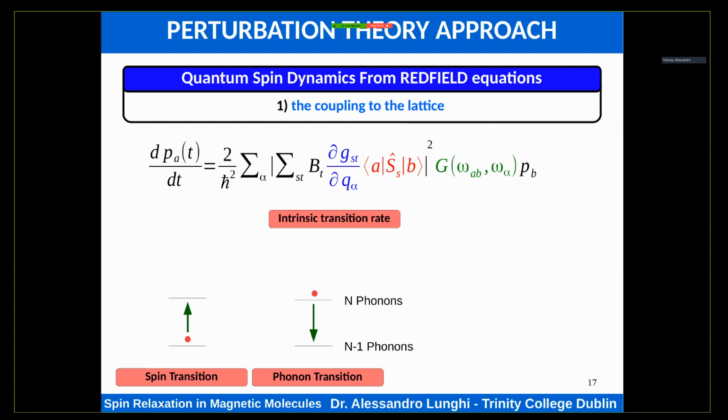So during the atomic motion, this term is going to be modulated, and that's why we have a derivative here. And essentially, it sets the intrinsic transition rate between two states as modulated by the phonon alpha. So the larger this term, the more coupling between the spin and the given phonon there will be. So this phonon will be more important for the spin dynamics.